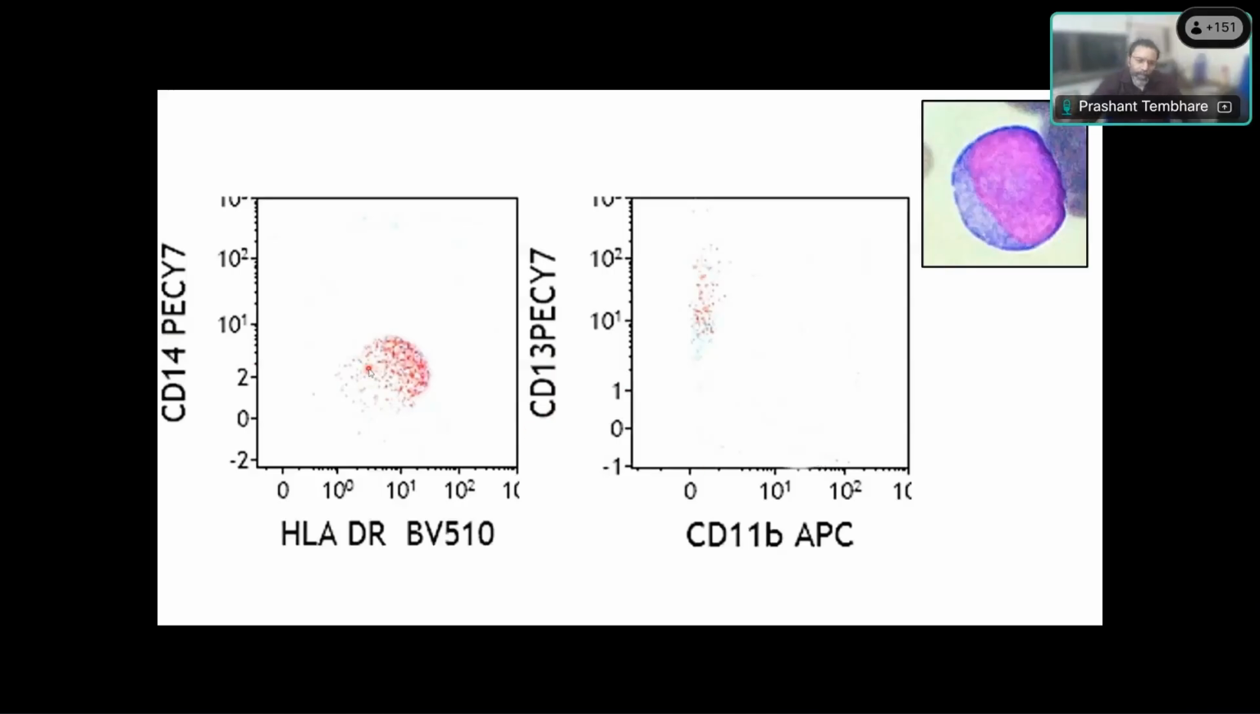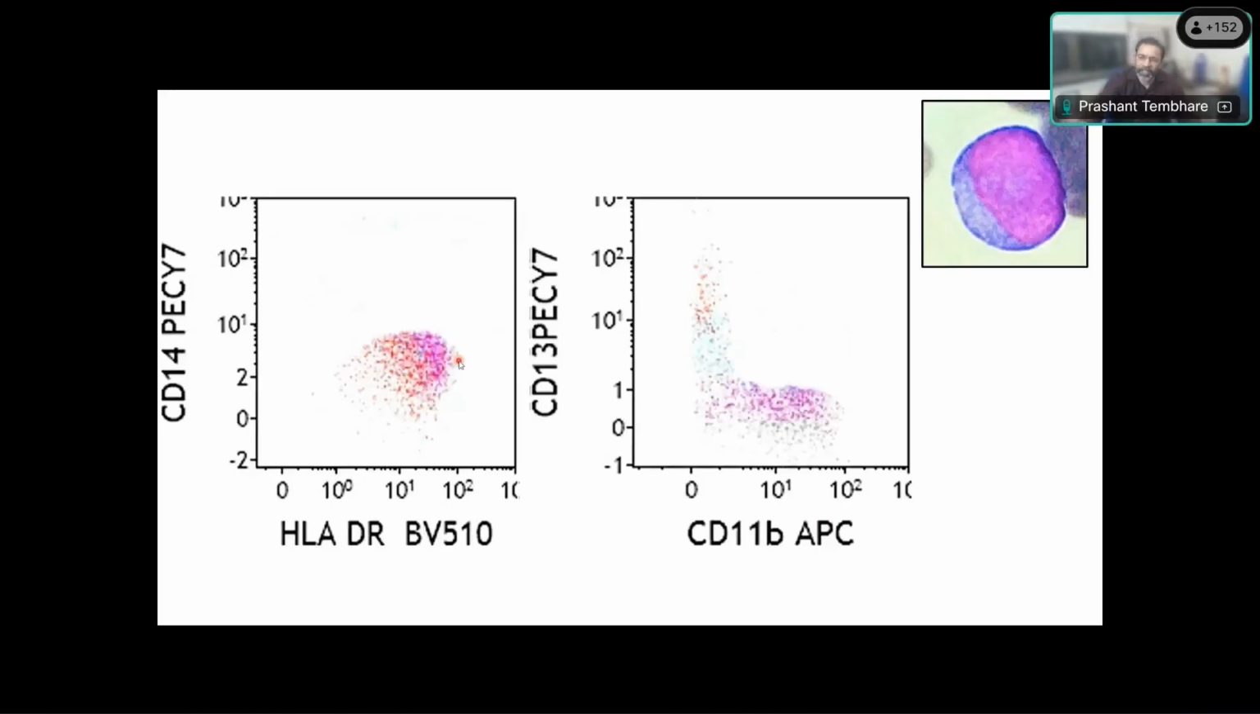We have the blast, which will be CD34 positive but CD14 negative, and HLA-DR is also positive. You can see the HLA-DR is also positive here, and they are CD13 positive but CD11b negative. Usually monocytic blasts are very few in number; you can see the number of events is very few.